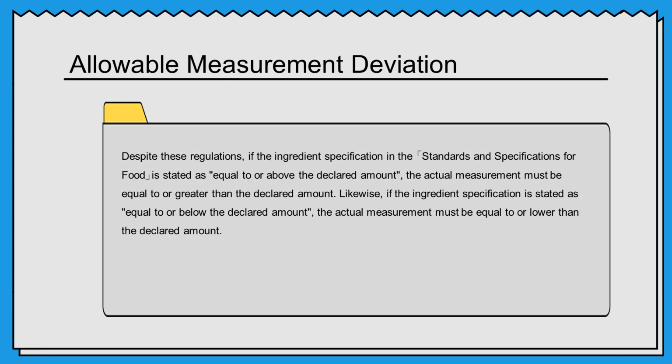However, despite these regulations, if the ingredient specification in the standards and specifications for foods is stated as equal to or above the declared amount, the actual measurement must be equal to or greater than the declared amount. Likewise, if the ingredient specification is stated as equal to or below the declared amount, the actual measurement must be equal to or lower than the declared amount.